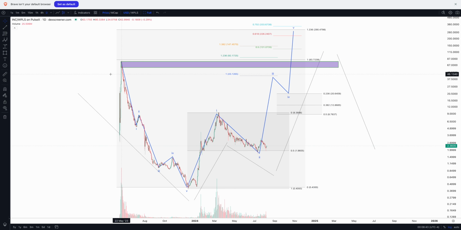Now, there's no guarantee that we'll go above the last all-time high here, set back in May 2023. There's no guarantee of that. That all-time high is currently sitting at around $60 to $80.